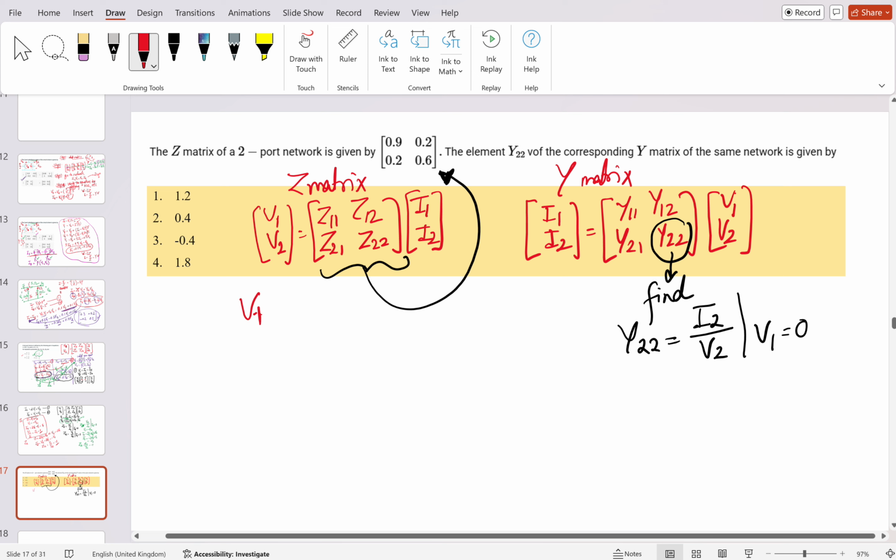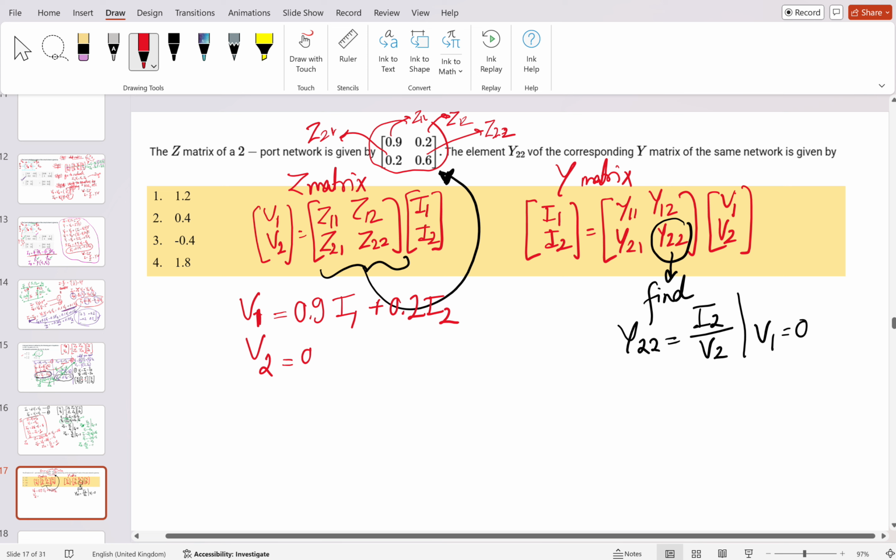It will be written like this: V1 is equal to Z11, which is 0.9 times I1, because it is written here. So this is the Z11, this is the Z12, this is the Z21, and this is the Z22, basically. So it will be equal to 0.9 times I1 plus 0.2 times I2. Then what is the value of V2?